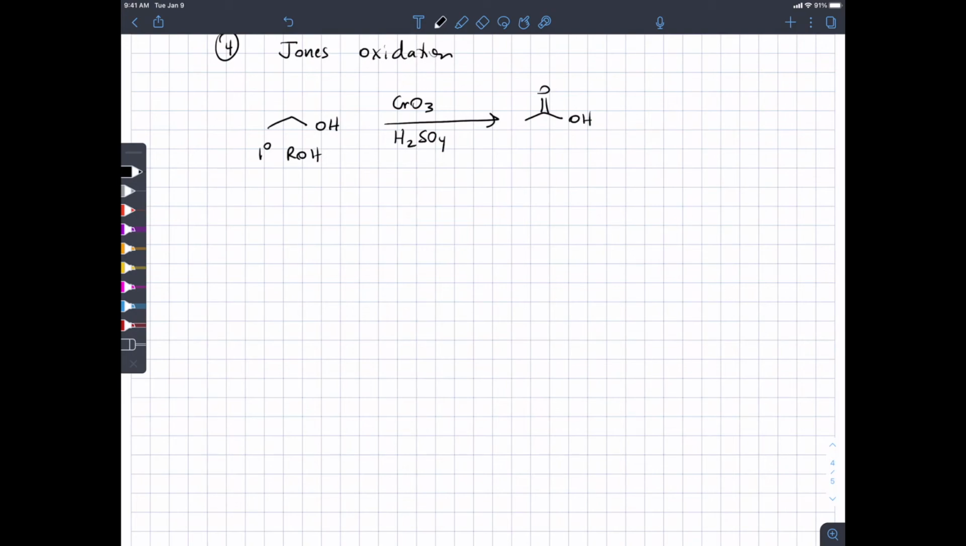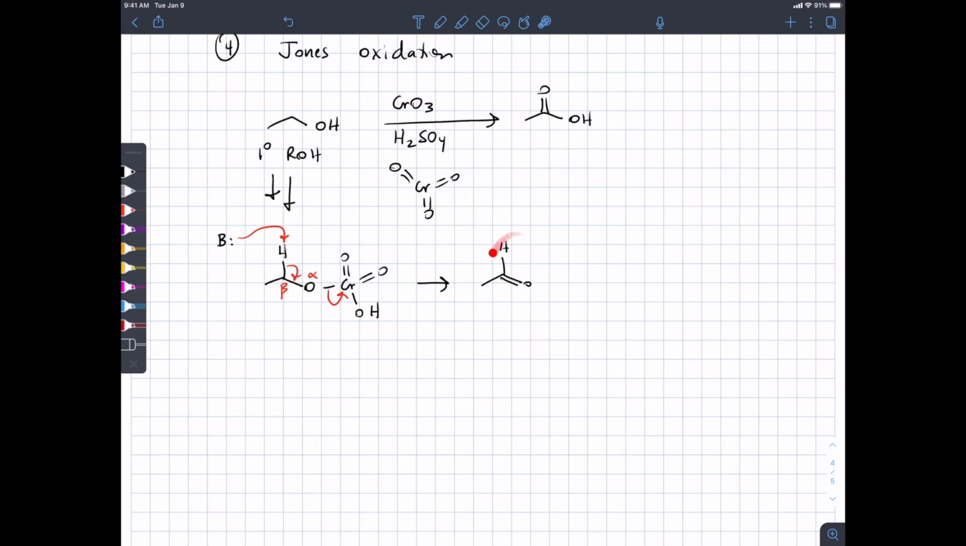And the mechanism I'm not going to go through in a lot of detail. Basically, the chromium reagent looks like this. So we're going to have the oxygen attack the chromium, and that's going to lead us to exactly the same intermediate we saw before with PCC. So at least in the first round of oxidation, the mechanism is basically the same. It involves an E2 style reaction in which we remove the beta proton and the leaving group leaves, and we're left with this aldehyde.